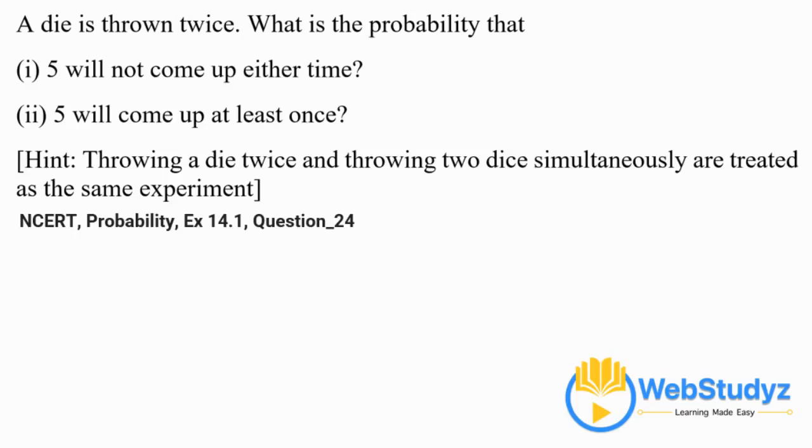A die is thrown twice. What is the probability that first, 5 will not come up either time? Second, 5 will come up at least once. The hint is that throwing a dice twice and throwing two dice simultaneously are treated as the same experiment.